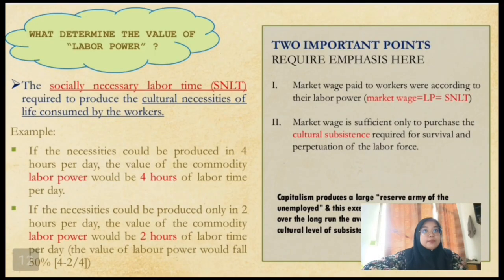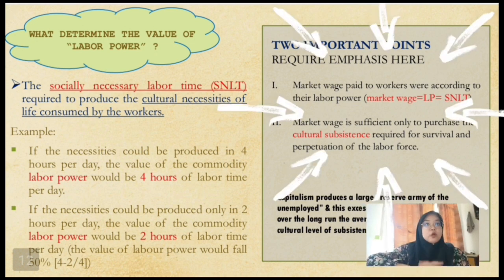Moving on to the next slide. What determines the value of labor power? The answer, according to Marx, is the SNLT, which stands for Socially Necessary Labour Time, required to produce the cultural necessities of life consumed by the workers. For example, if the necessities need to be produced in 4 hours per day, the value of the commodity labour power is 4 hours of labour time per day. If the productivity of labour doubles, so that the articles of subsistence could be produced in 2 hours per day, the value of labour power would fall by 50%.